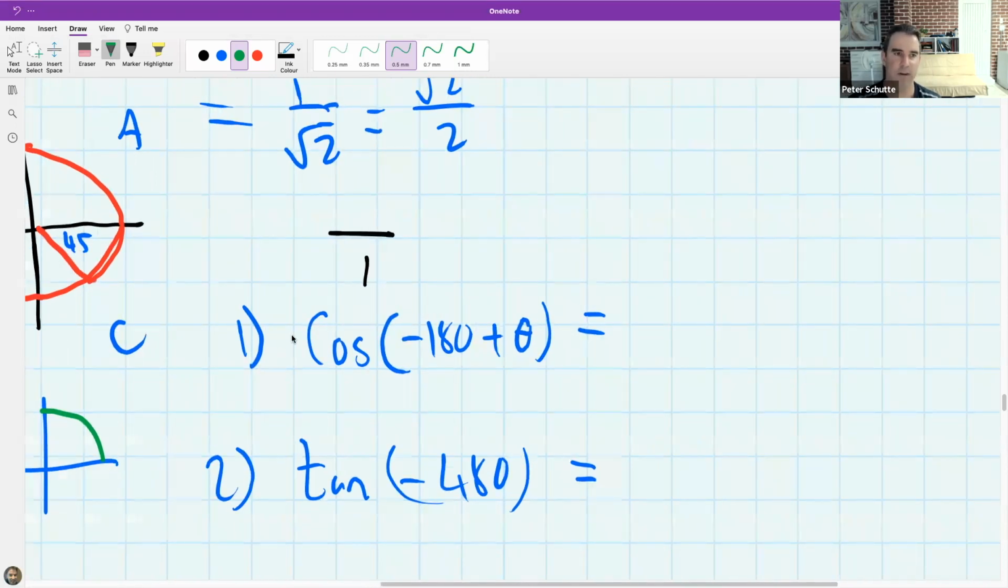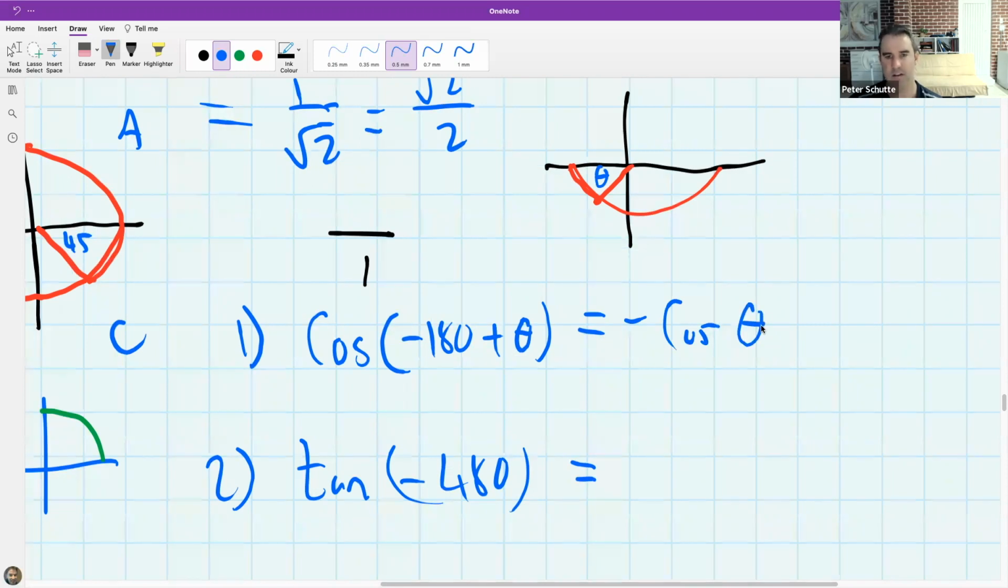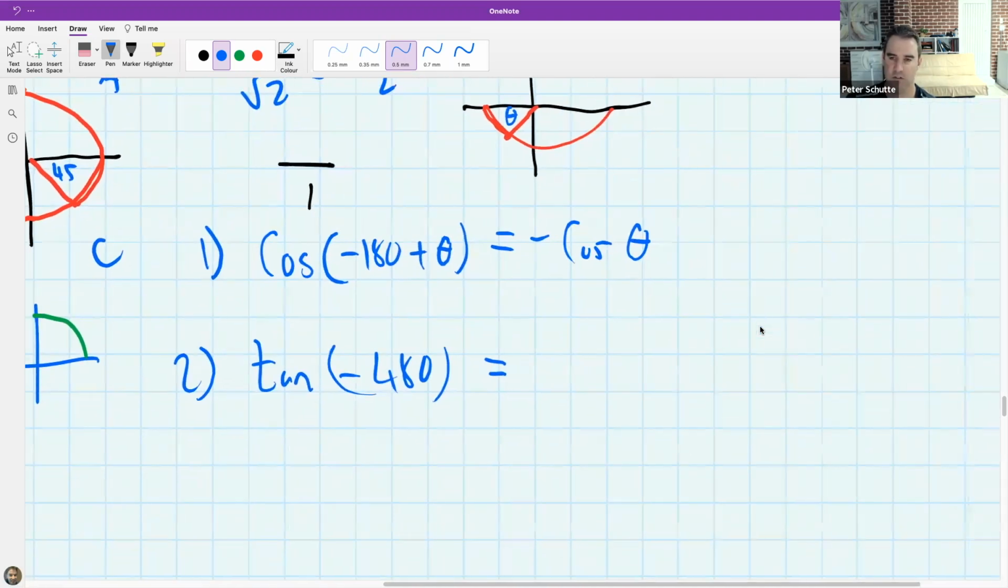All right, so let's see what we get for this one. Minus 180 would go there, plus theta goes this direction. So it feels to me we're in quadrant 3, and it's theta away from the horizontal, so I get minus cos theta. You don't have to rationalize, Alyssa, no, because we're using this special triangle, so you don't.